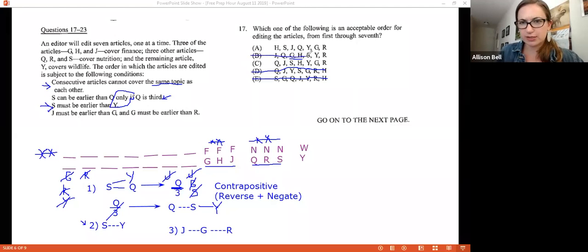Kaylee, let me know if that doesn't make sense to you. And then I'm down to the last 2, and I'm going to check out this final rule. S can be earlier than Q only if Q is third. So S is before Q. That's supposed to mean Q is third, but in answer choice A, Q is in 4th. So I'm going to cross that off, and that means that my correct answer is C.